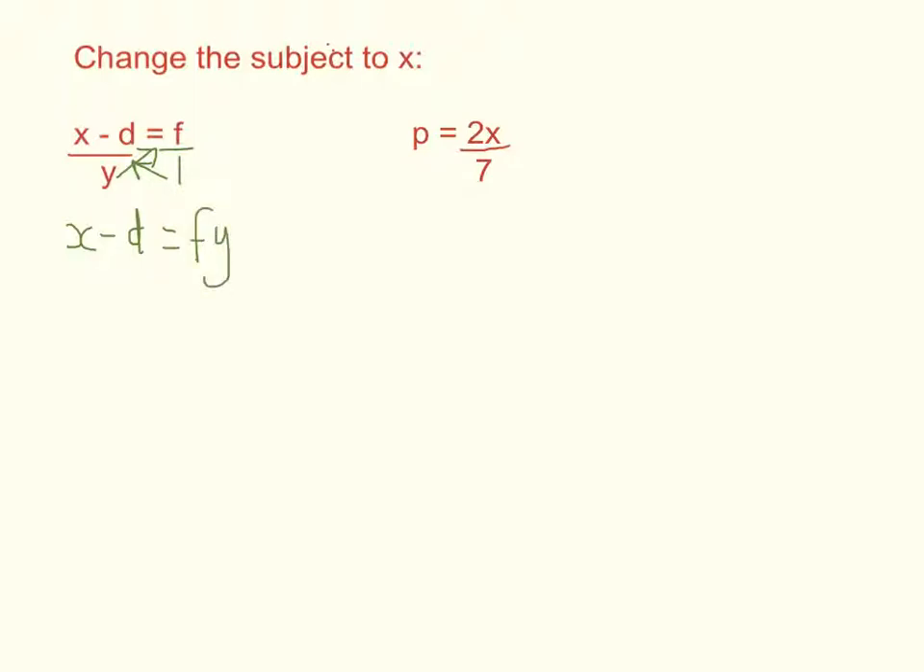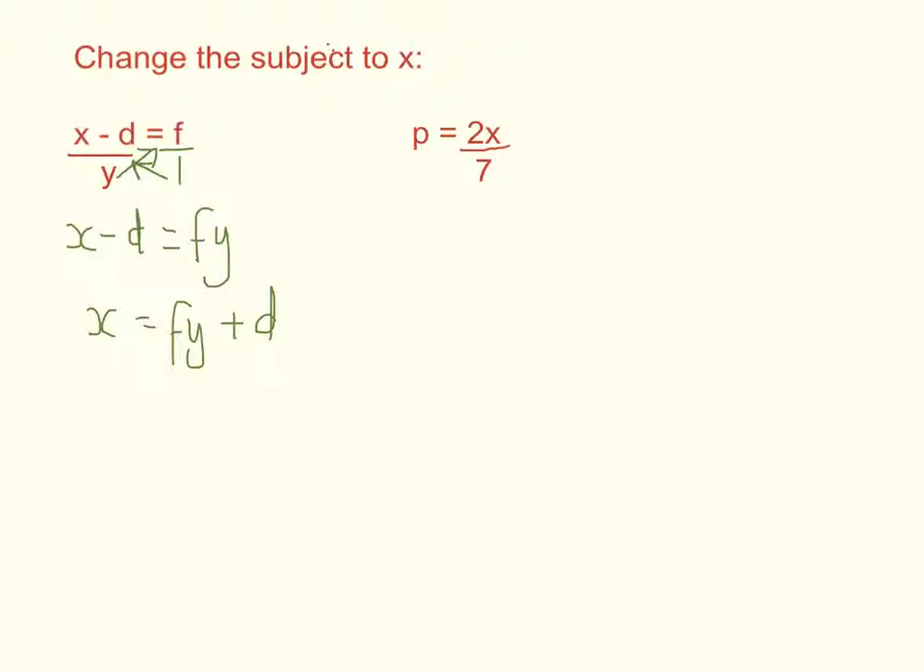The other way of thinking about that is because y is dividing on this side, when it moves to this side it has to multiply. Change side, change sign. And then lastly I need to get rid of this minus d, so it needs to move over to the other side, and again changing sign will mean it changes to a plus. So the final answer would be x equals fy plus d.